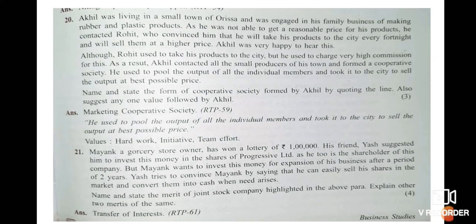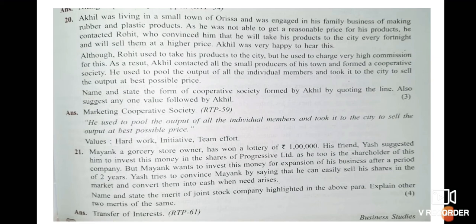Although Rohit used to take his product to the city, he used to charge very high commission for this. As a result, Akhil contacted all small producers of his town and formed a cooperative society. So, what we are talking about here is a cooperative society. He used to pool the output of all individual members and took it to the city to sell the output at the best possible price. Name and state the form of cooperative society formed by Akhil by quoting the lines. Also suggest any one value followed by Akhil.